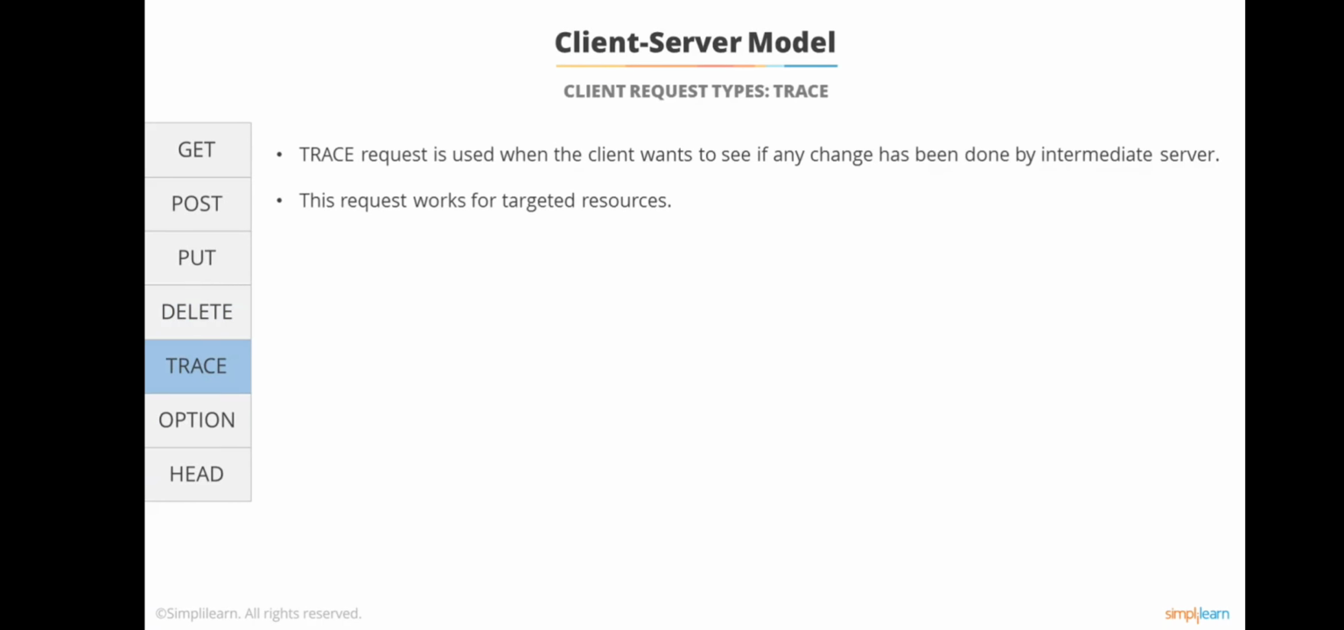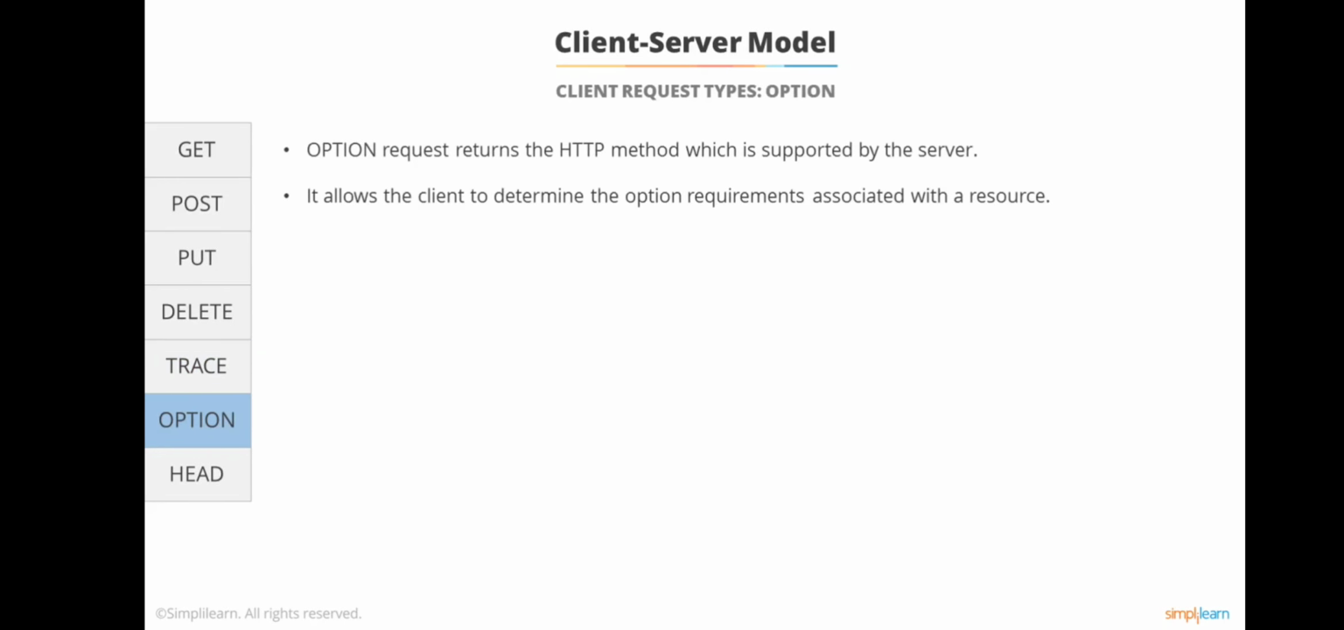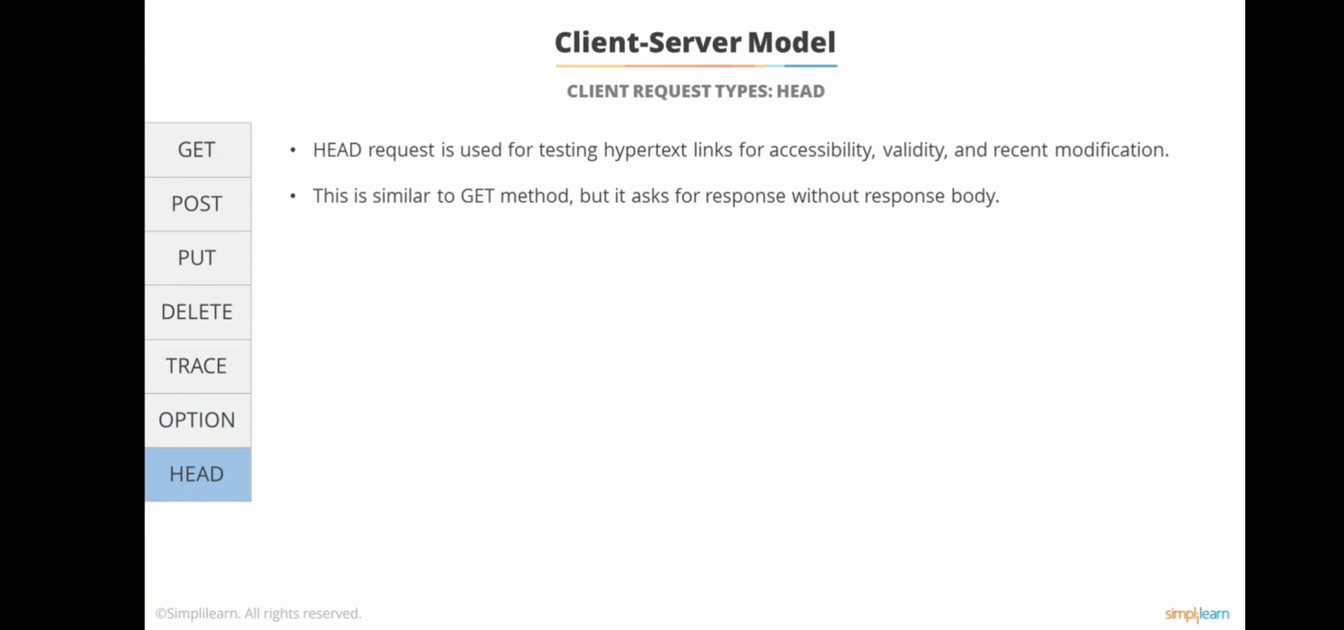You can use the trace request when the client wants to see if any change has been made by the intermediate server, and this request works for targeted resources. The options request returns the HTTP methods which are supported by the server. It allows the client to determine the options and requirements associated with a resource. The head request is used for testing hypertext links for accessibility, validity, and recent modifications. This is similar to the get method, but it asks for a response without a response body.